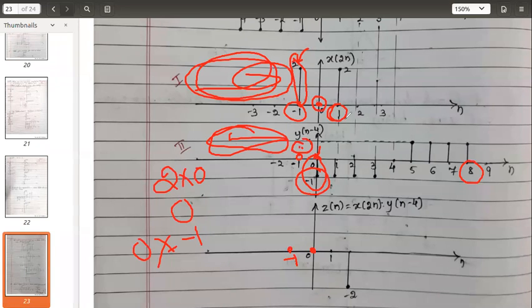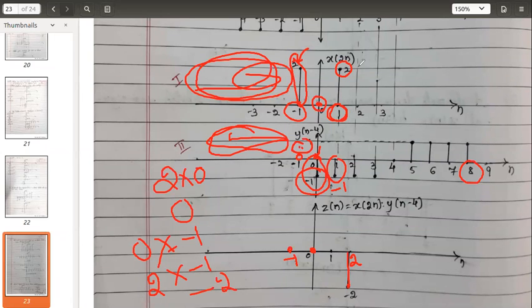Now check this one. The amplitude of the first signal is 2, and if you observe the second signal, the amplitude is -1. So multiply the amplitudes. The first signal has the amplitude 2, the second signal has the amplitude -1. 2 into -1, you will get -2. That's why at point 2, I have drawn a down amplitude showing -2.